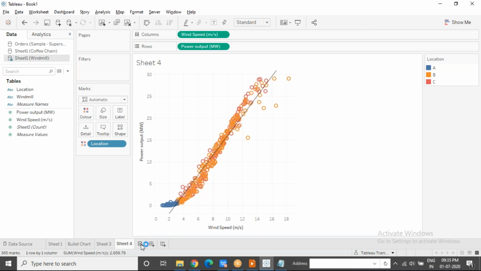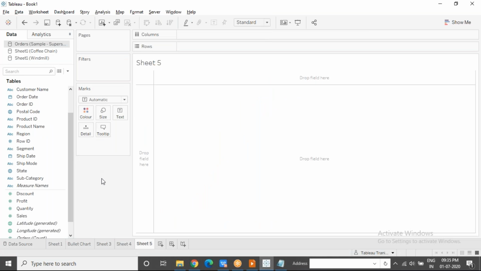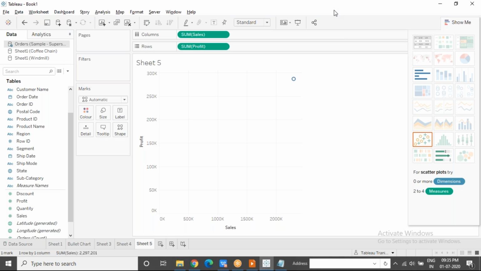Now let us use sample superstore. Let us say we are trying to determine the profit given sales. So how do we create a scatter plot, all of you? Try to create a scatter plot, profit versus sales. You will select profit, you will select sales, go to the Show Me panel, click on the scatter plot icon, and your scatter plot is ready. But the scatter plot that we get is a one mark scatter plot.